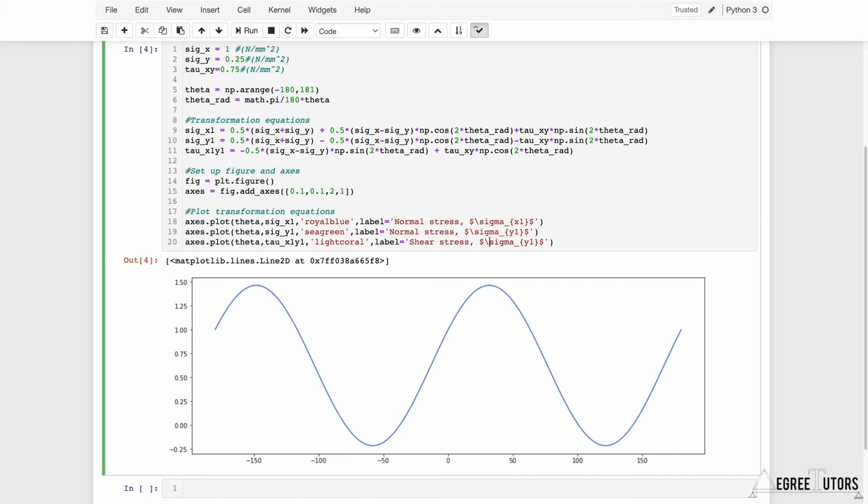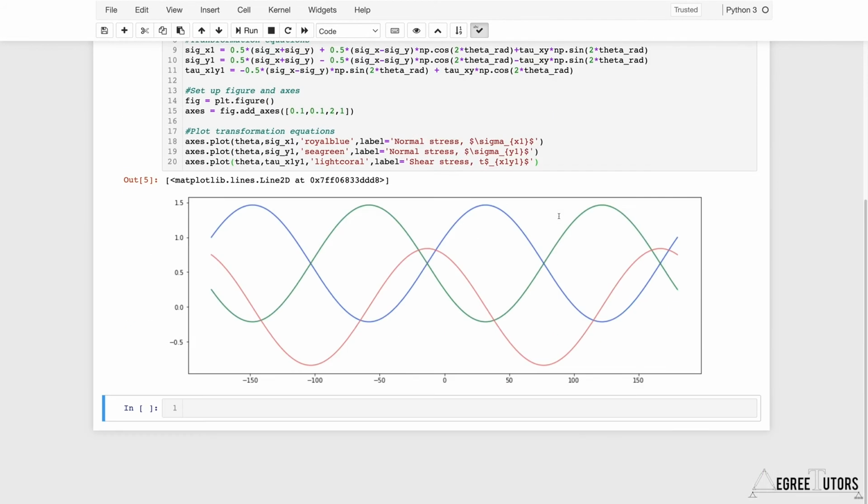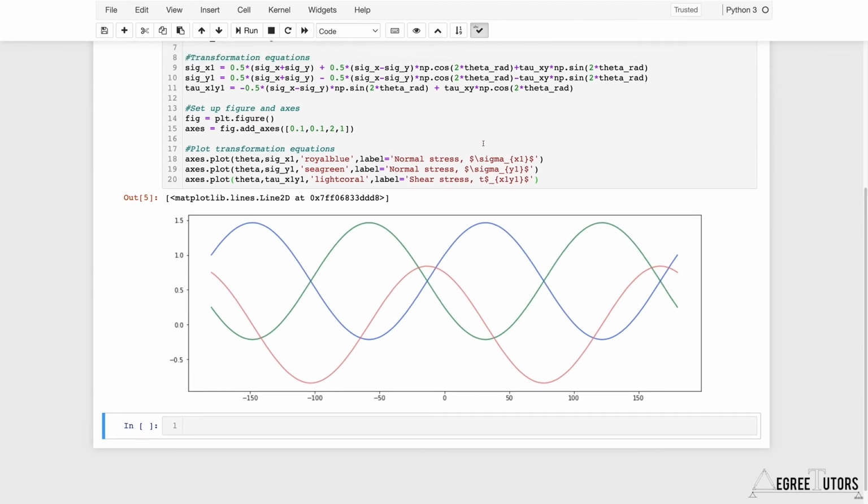Again, now for some reason I can't get tau in here. I'm not sure why. So I'm going to leave the t on the outside and then have an underscore x1, y1. Let's see what that gives us. Okay, that is looking about right. We're going to interpret all this shortly. It just looks like a whole range of sine waves right now, but bear with me.